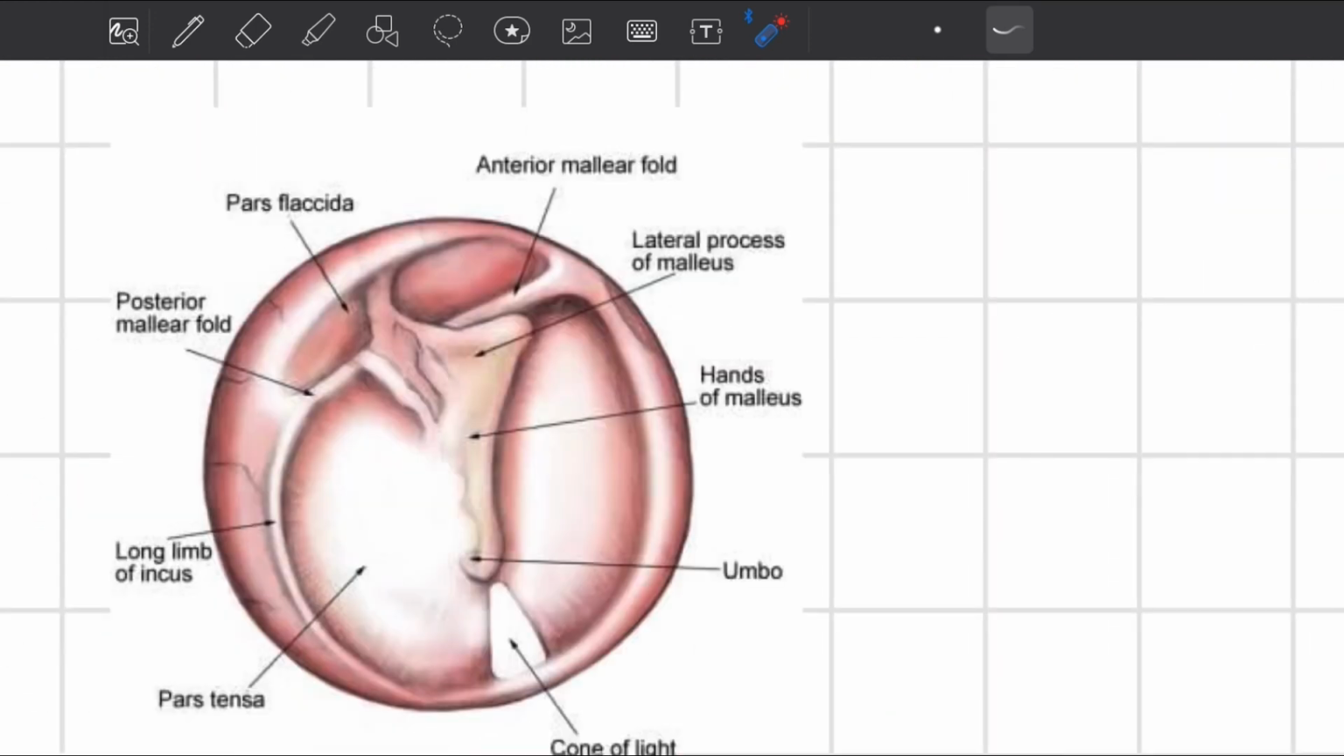This is the tympanic membrane we will be able to appreciate while using an otoscope to examine the ear. So these are the parts of the tympanic membrane. The majority of the tympanic membrane consists of pars tensa. A small portion is occupied by pars flaccida. Here we will be able to appreciate the handle of the malleus, the umbo, and finally this is the cone of light.